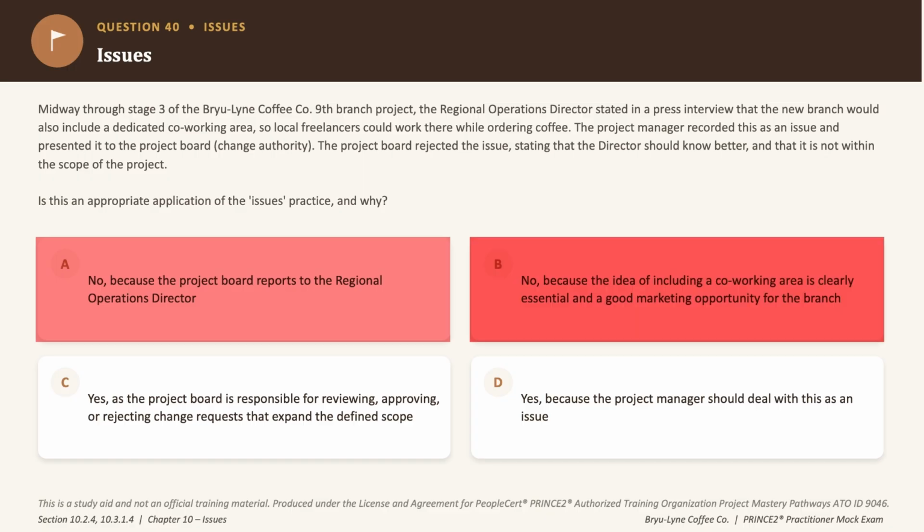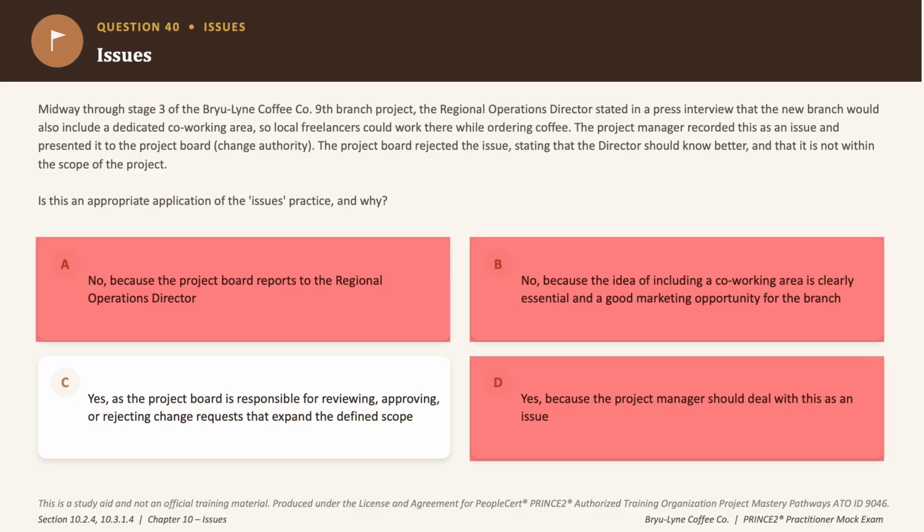So eliminated as well. Option D hands this to the project manager to deal with an issue alone, okay? But expanding scope needs change authority, okay? Not a unilateral action from the project manager. So eliminated.